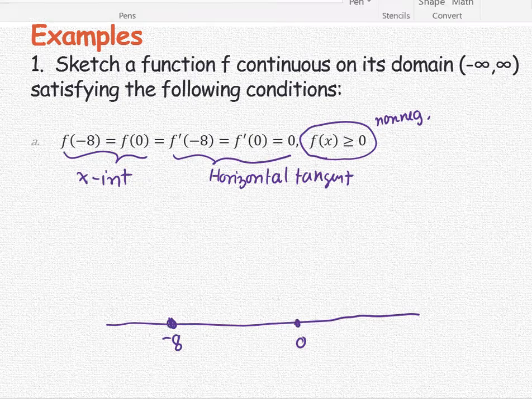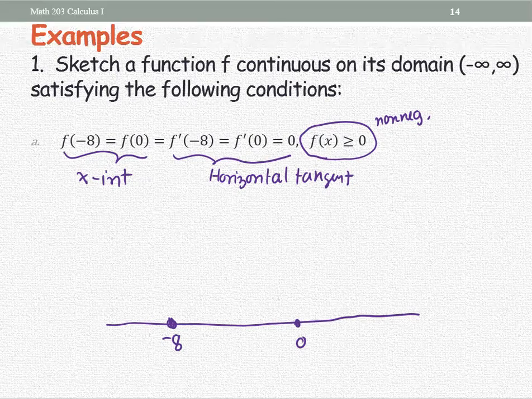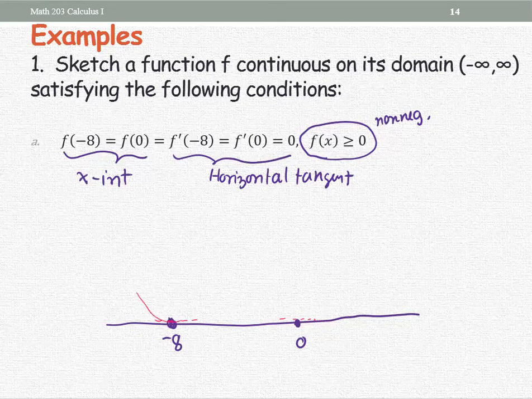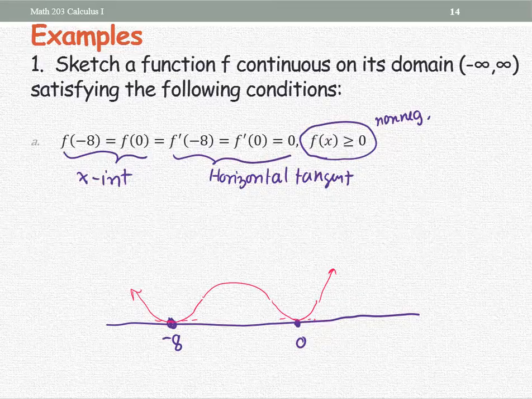And the slope is 0 at those 2 points. The function values are all non-negative. So the graph will make a turn at those 2 points and remain at or above the x-axis. So this is one of the sketch graphs of this function.